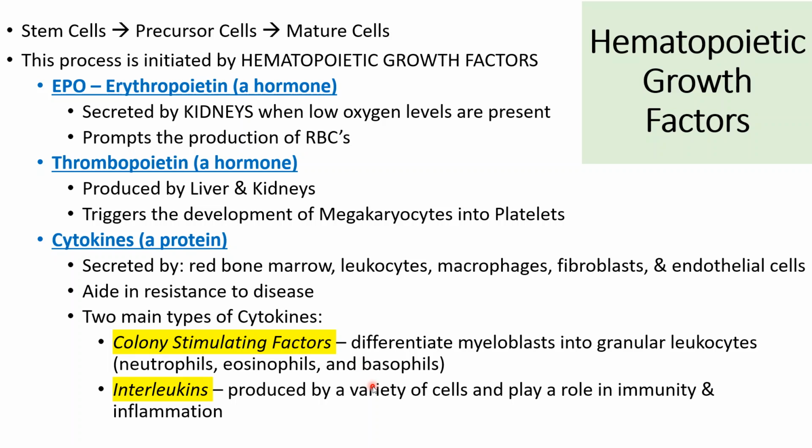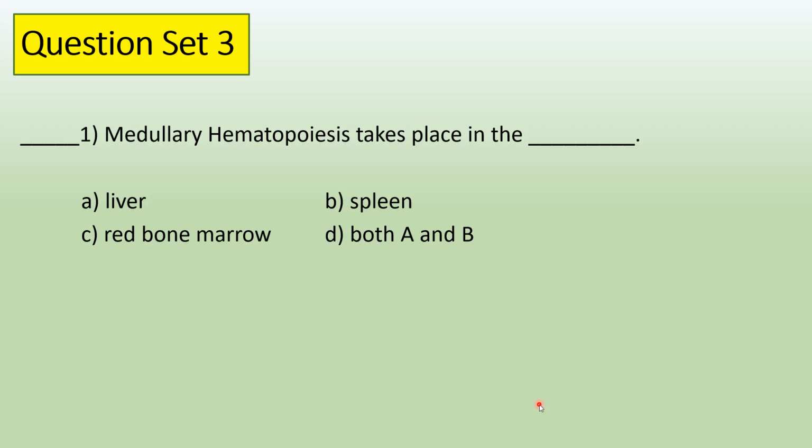Now, interleukins are also a type of cytokine, produced by a variety of cells, and they play a role in immunity and inflammation. So that's all we're really going to talk about with interleukins.